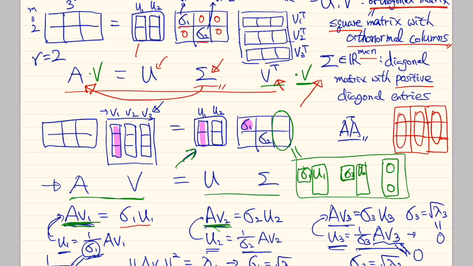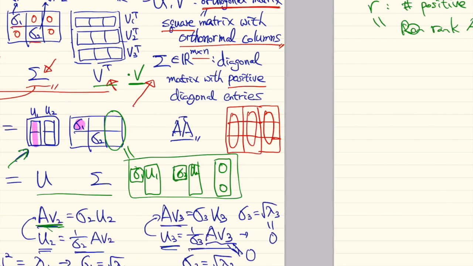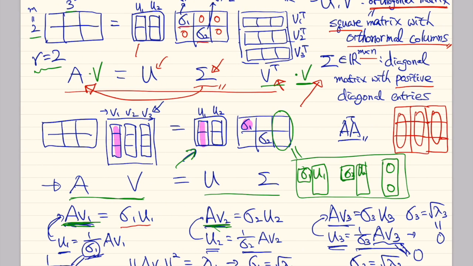Okay, and so here we also used the example of r being equal to 2, right? And one important characteristic is that r is the number of strictly positive, or non-zero, eigenvalues of A transpose A, right? And we proved that this number is the rank of A, or the dimension of the column space of A. And here, suppose A is a 2 by 3 matrix.